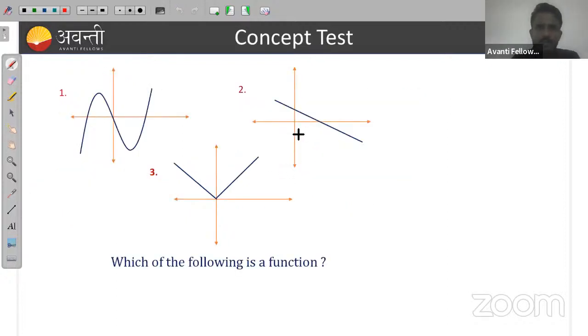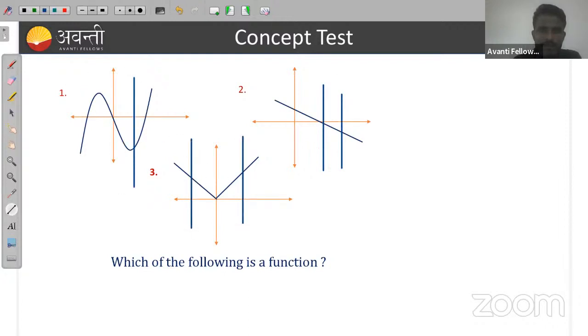Next is the vertical line test again. Which of the following is a function or not? If you draw any vertical line, it's going to cut the graph of the given function only once. Yes or no? So that means all are functions. Here our conclusion is all are functions.